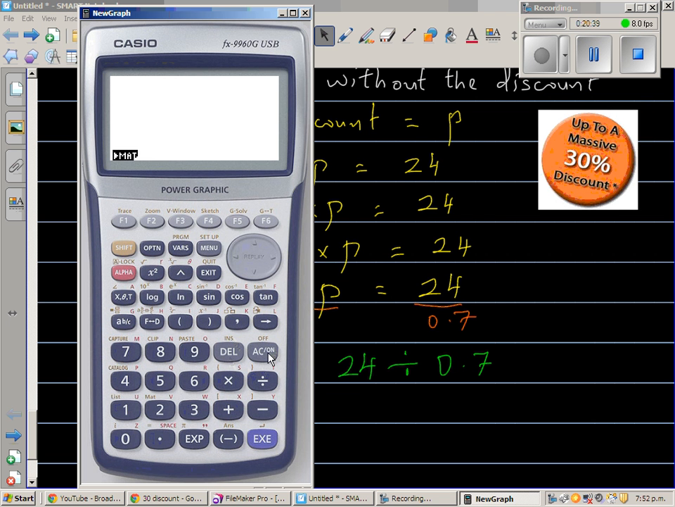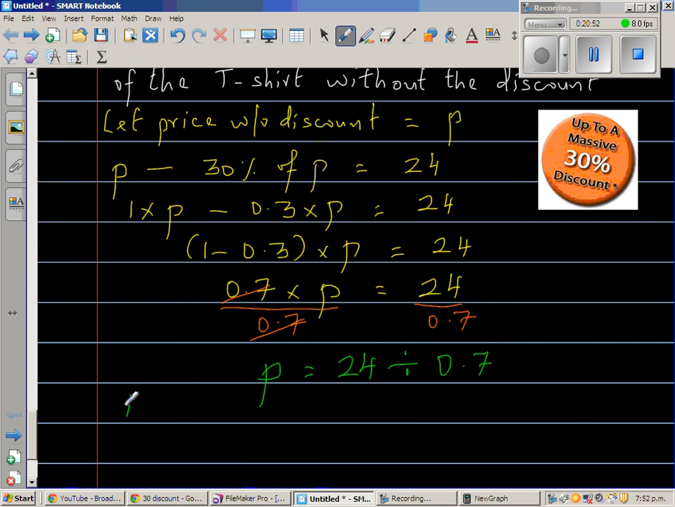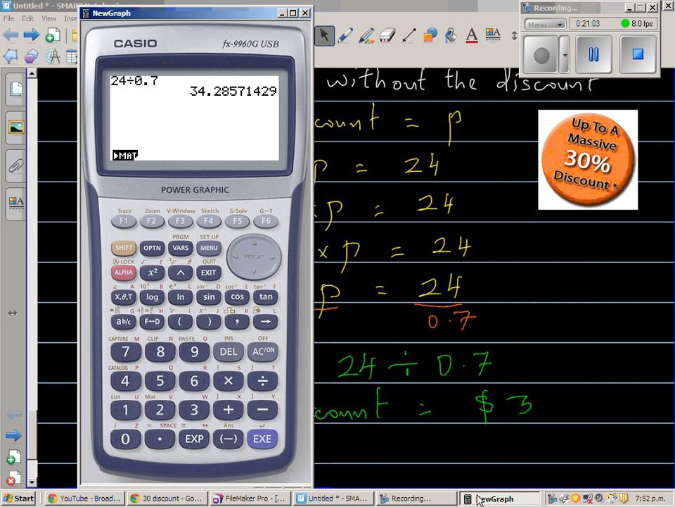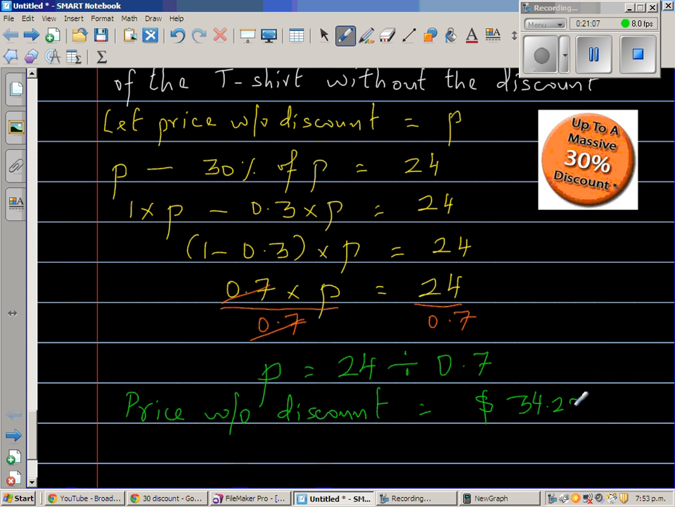So 24 divided by 0.7 is 34.29, writing in two decimal places, 34.29. So the price without discount, or before discount, was 34.29 to two decimal places.